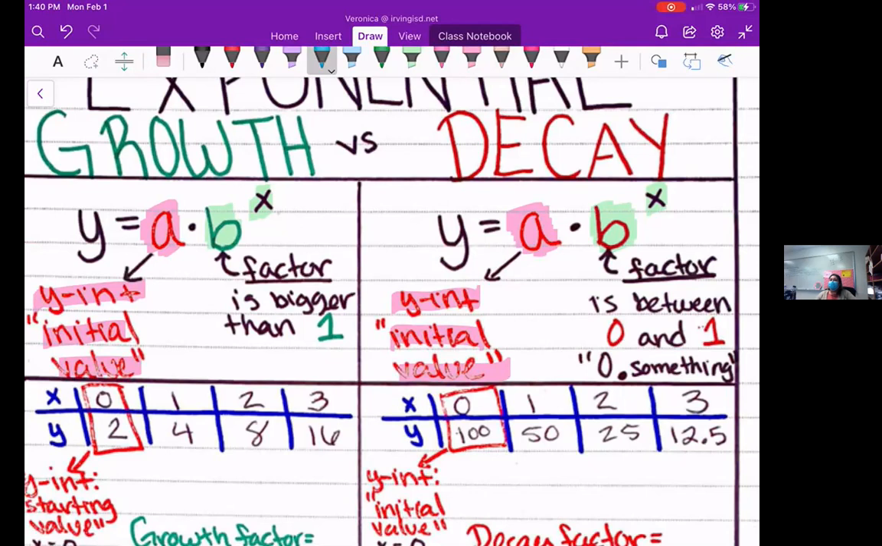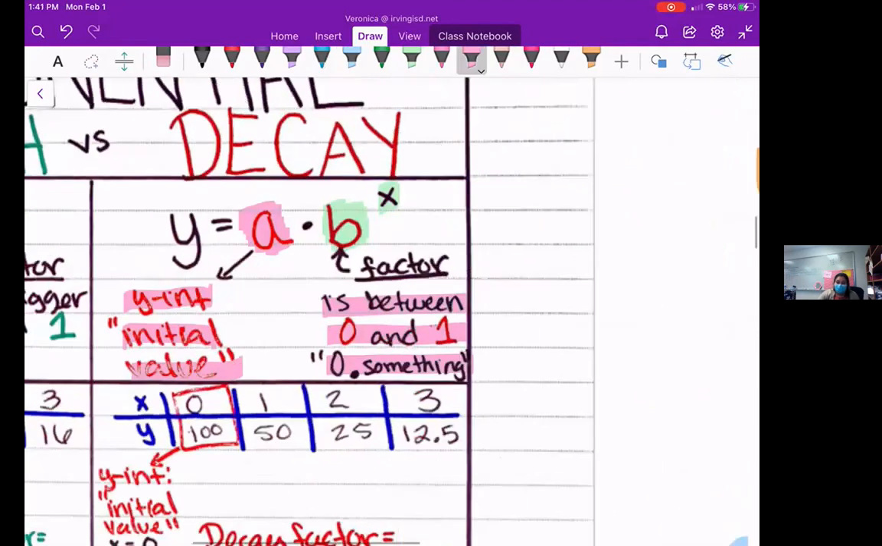Now, so if anything bigger than 1 is growing, then how do I know it's decay? Well, you're decaying if it's between 0 and 1. Well, what does that mean? That means 0 point something. I do not care what the something is. If you have a 0, then the decimal, it is automatically decay, okay? Now, when we're looking at these things, I don't want you to get confused between fractions. Just because it's a fraction does not automatically make it decay. So let's look at an example of that, right?